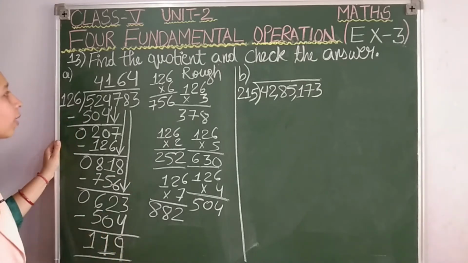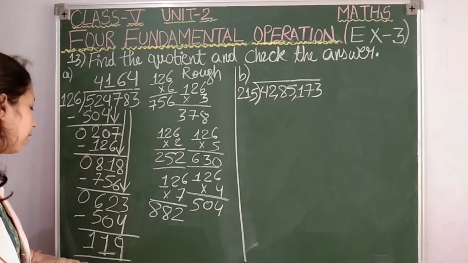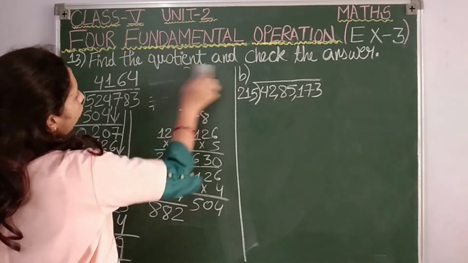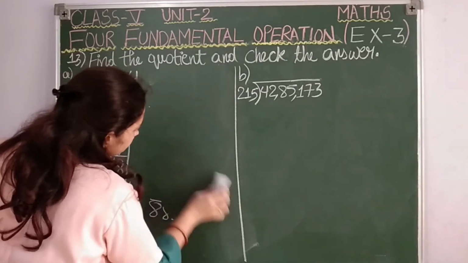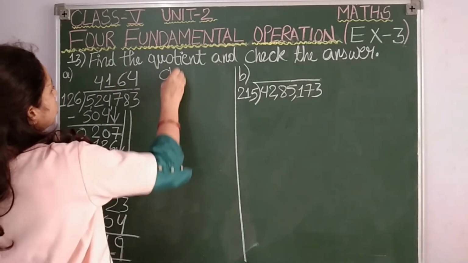So students, my quotient is 4164 and my remainder is 119. Let us check now whether it is correct or not. So now I am rubbing this, and here we are going to check.